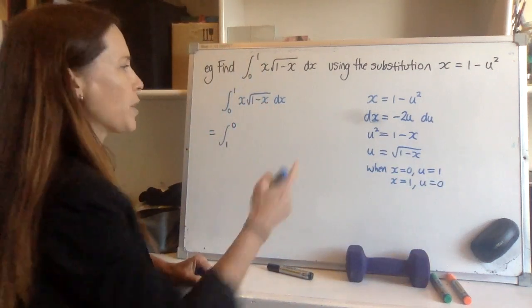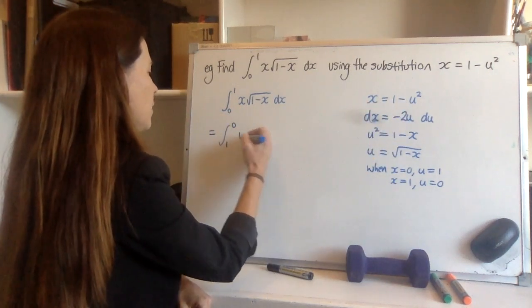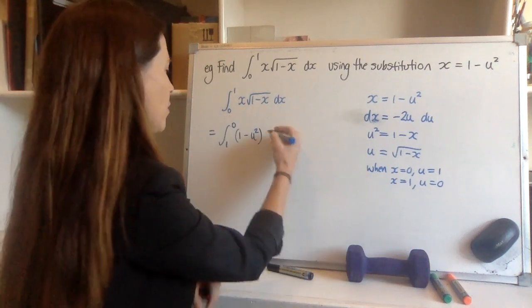Now I can just sub everything else in. I've got an x there, which is 1 minus u squared. I'll put that in brackets. And then for this part here, I just need u.